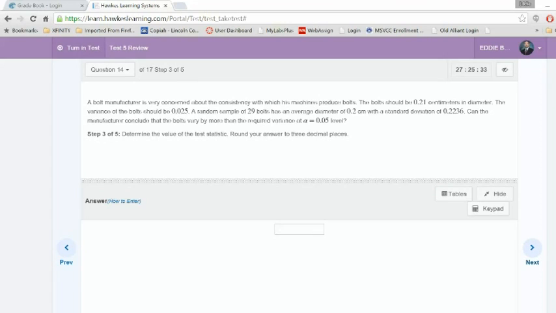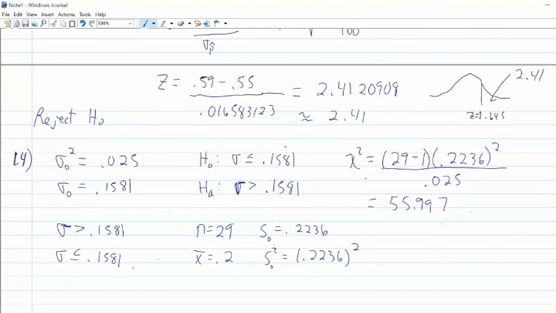The next one is the test statistic. That's what we figured out. I apologize for doing that first. That was n minus 1 times s sub o squared divided by sigma sub o squared. So this is sample variance, this is population variance, and this is just n minus 1. And here's the number that I got, 55.997. That's the test statistic.